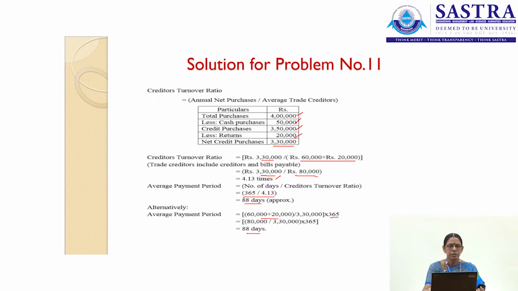Either you go for your turnover ratio and find out your average payment period in the next step, or we can directly apply it in the formula as closing creditors divided by net credit purchases into 365. So, we are calculating credit purchases first, then deduct your purchases returns, we are finding out the net credit purchases, then go for your closing creditors and bills payable, then find out your creditors turnover ratio, find out your average payment period, and that will be the period within which we are going to repay your creditors.